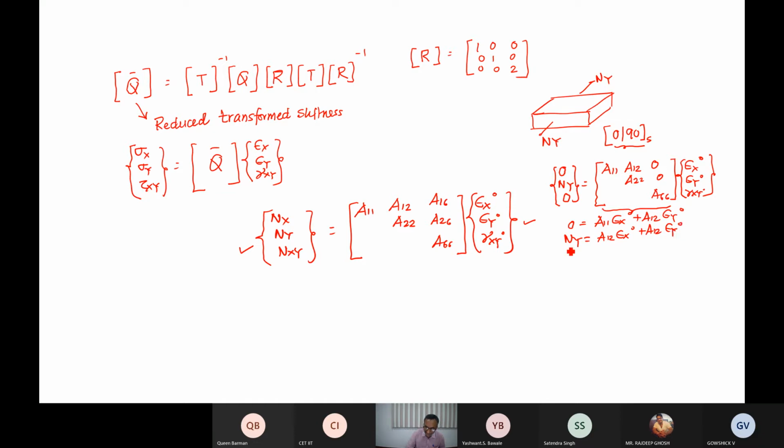So what do you know here? ny you know, a11, a12 you know. Therefore, two equations, two unknowns, you can find out straight away what is epsilon x naught and what is epsilon y naught. You do not need to do inverse in this. Is that clear?